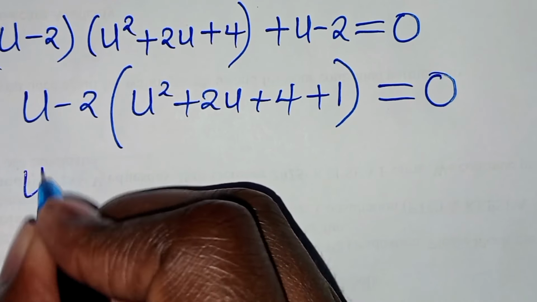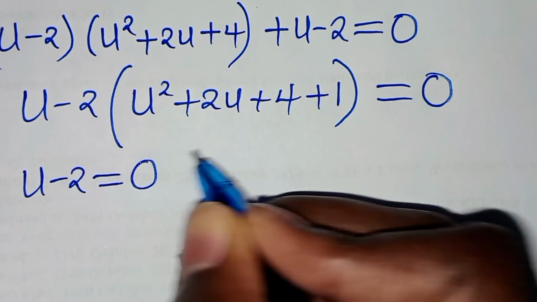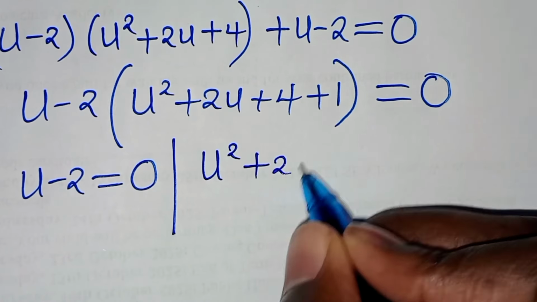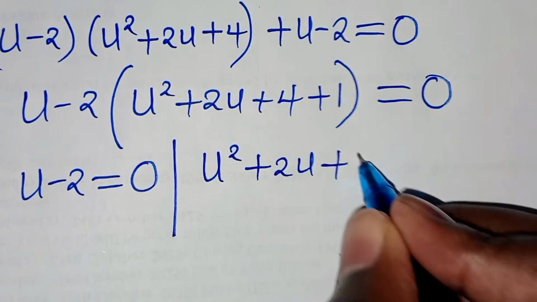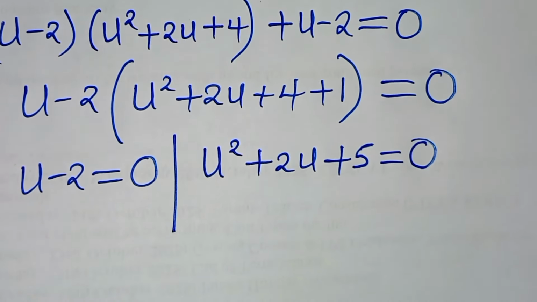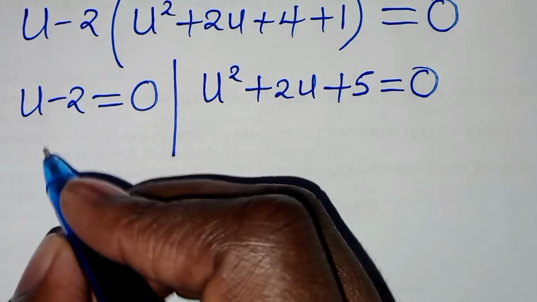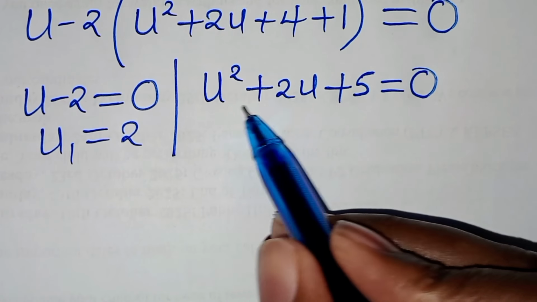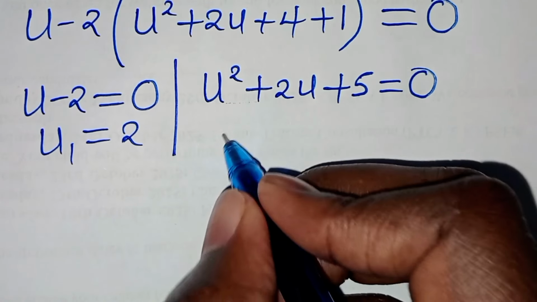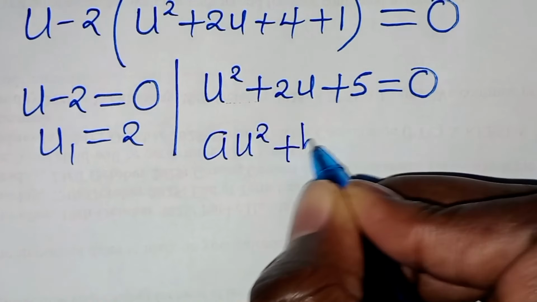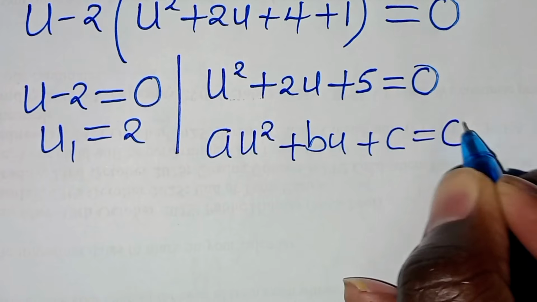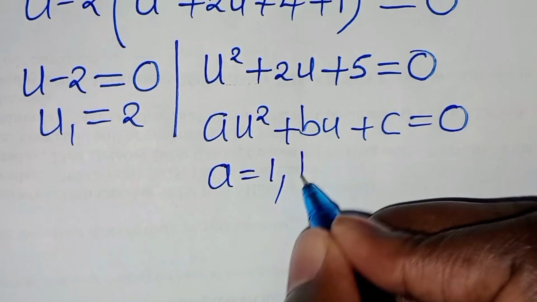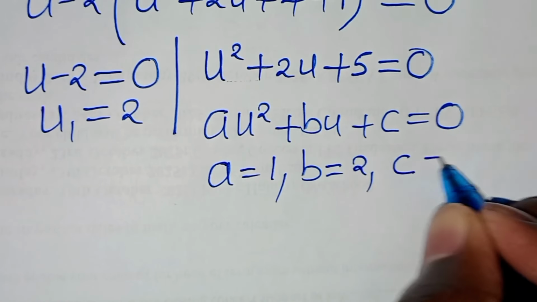So the first part here is u minus 2. This is equal to 0. The second part here is u squared plus 2u, then plus 4 plus 1, this is 5. This is equal to 0. From the first part here, we have that u1 is equal to 2. And from the second part here, this is a quadratic equation of the form au squared plus bu plus c. This is equal to 0. From this quadratic equation, a is equal to 1, b is equal to 2, and c is equal to 5.